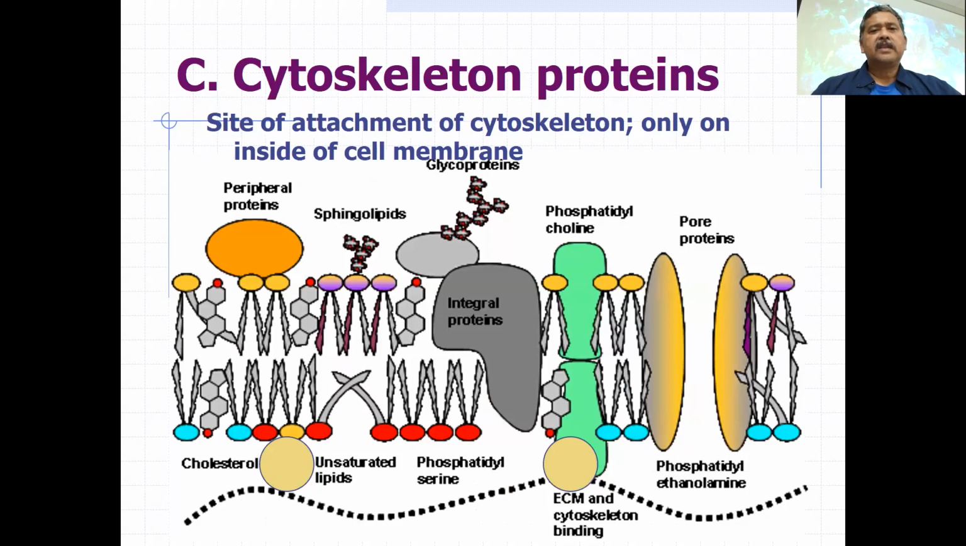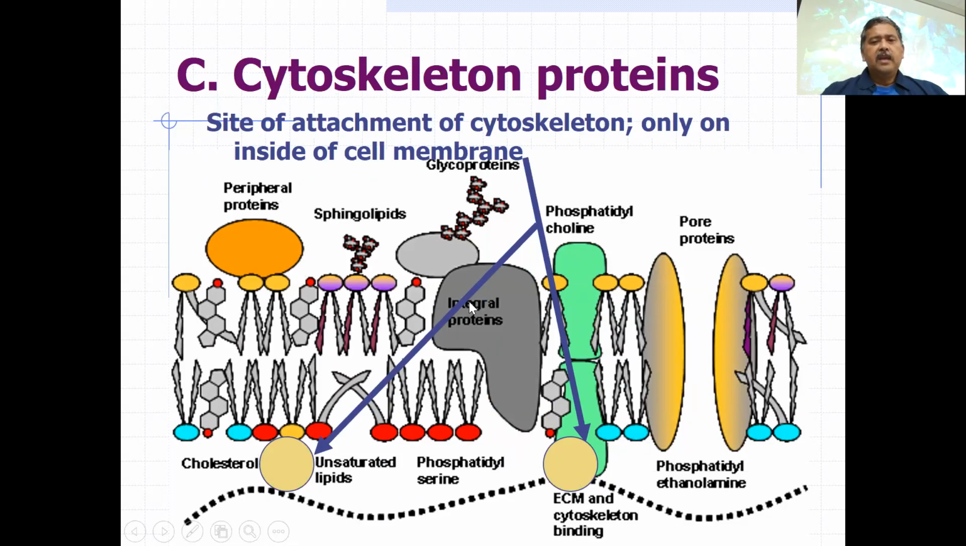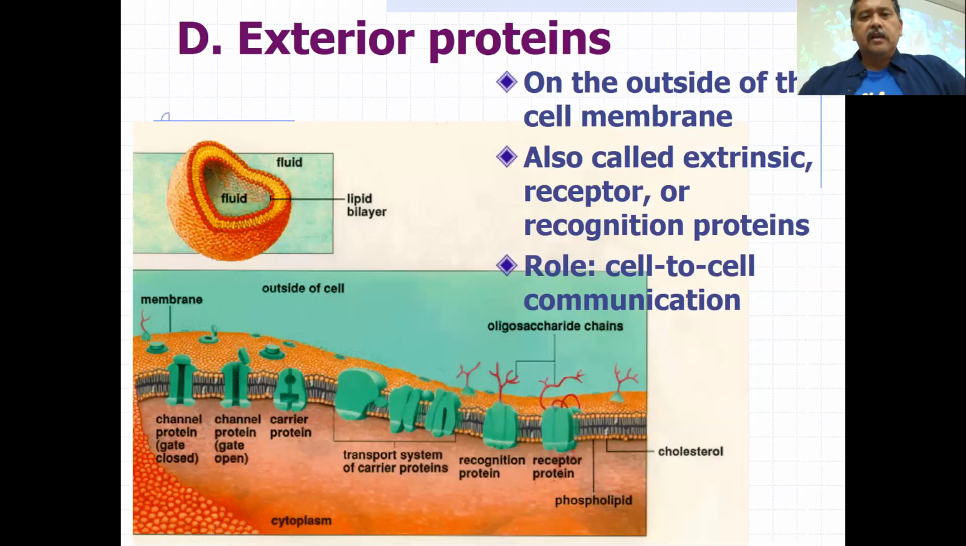Another type of protein is called the cytoskeleton protein, and the cytoskeleton protein is a place where the cytoskeleton can attach. In this picture right here, what we see is these proteins are on the inside of the cell membrane. It's a stylized version of the drawing we saw earlier with the cell membrane. These are the phospholipids, and these are the transmembrane proteins going all the way across. These are the cytoskeleton proteins, and they're only on the inside, and they serve as an attachment point for the microtubules and the microfilaments that make up the cytoskeletons.